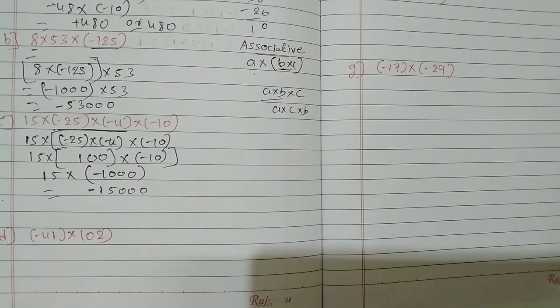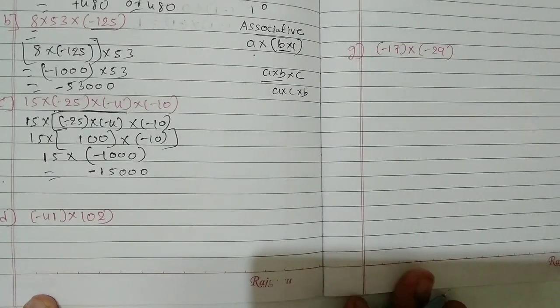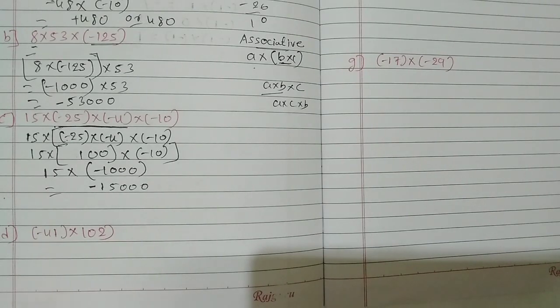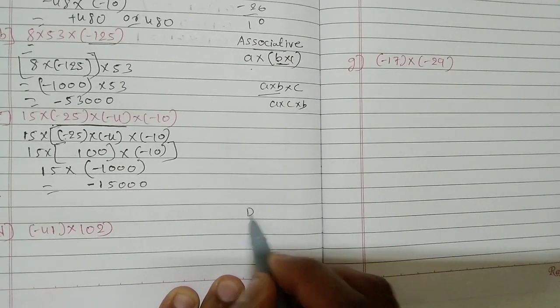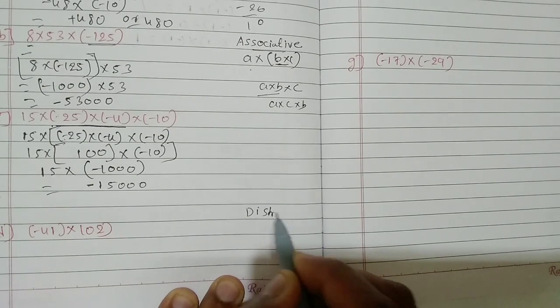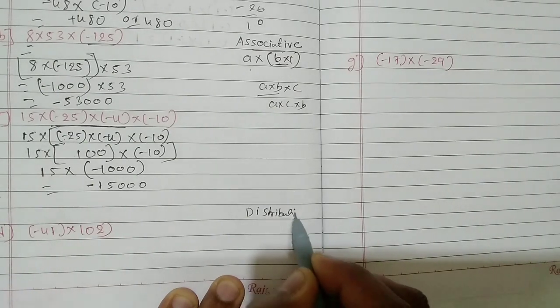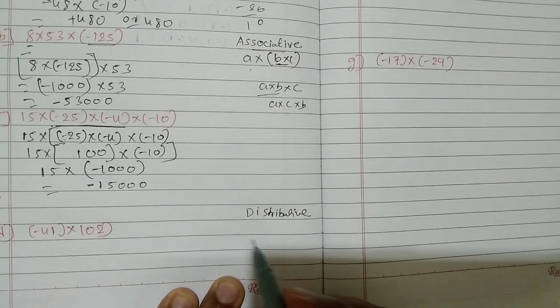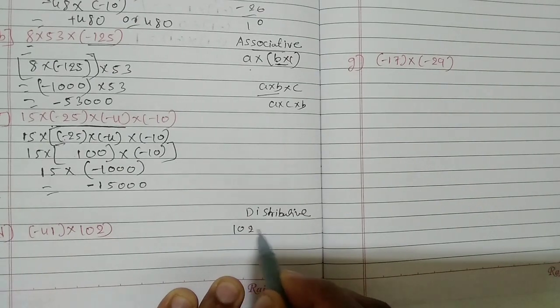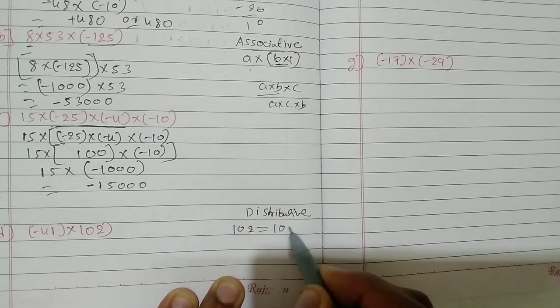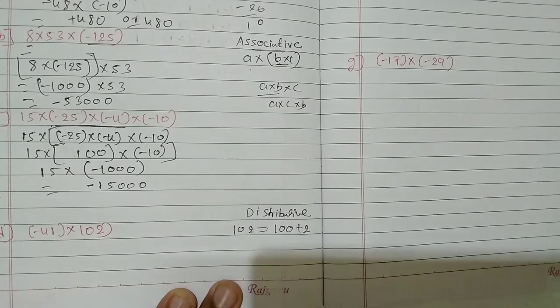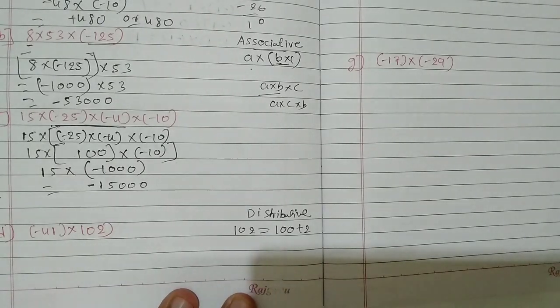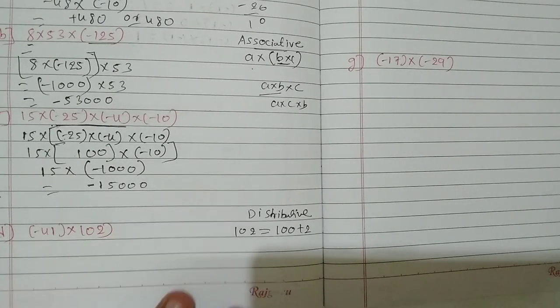So now comes the fourth one, minus 41 into 102. So this one is under the distributive property. So how can we distribute 102 here? I will distribute this 102. I will write 102 in the form of 100 plus 2, right? So 100 plus 2 is nothing but 102, right? So we can write it in this form.